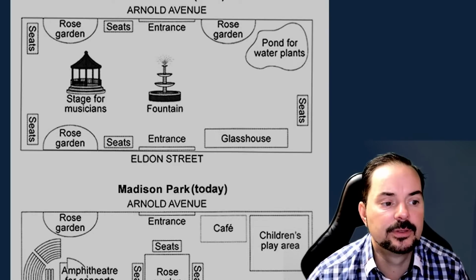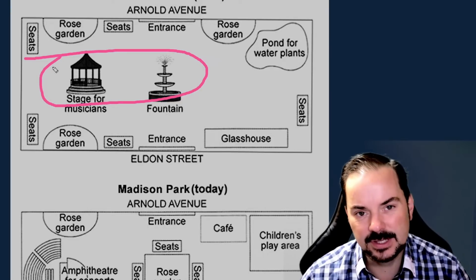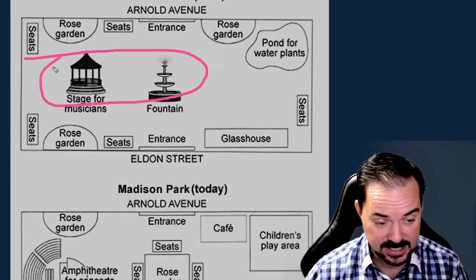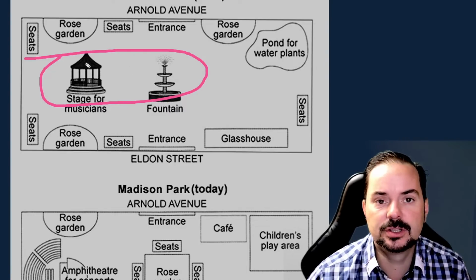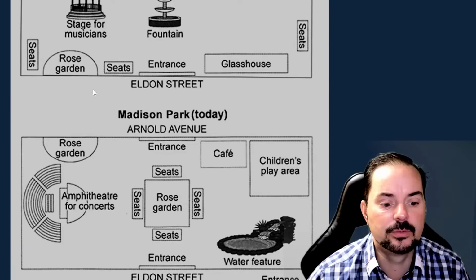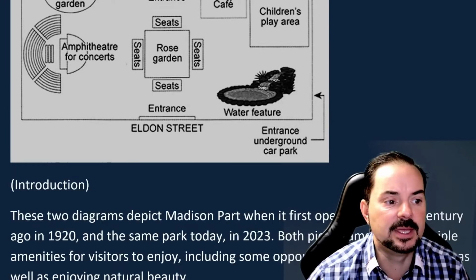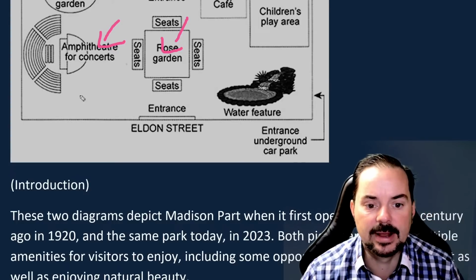And the big change that I'm going to describe in number 2, kind of in the same set of sentences or sentence, is this major change to the central region of the park. The stage for the musicians and the fountain, which is replaced by the amphitheater for concerts and a large square rose garden with lots of seating around it. Okay.